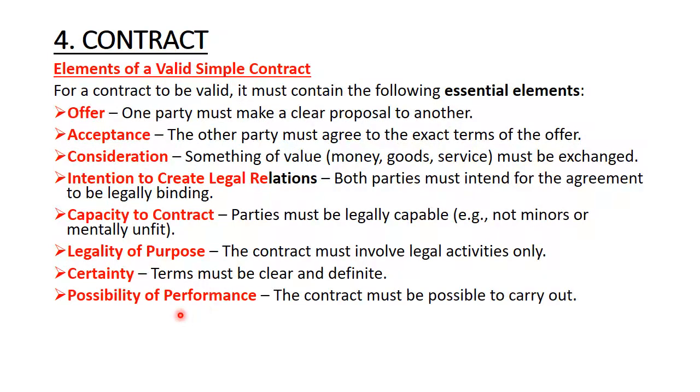Then there should also be a possibility of performance. That is, the contract must be possible to carry out, meaning that whatever has been agreed should be something that can work. For example, in the example I gave of supplying goods to your customer, you have to know that you are capable of supplying those goods and the customer is capable of paying you. That is possibility of performance. You can't enter into a contract with someone who says they can jump from here to Japan. It's impossible, it cannot be performed. So there should be possibility of performance.